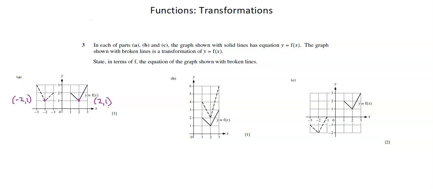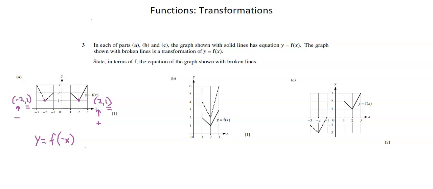What I observe is the y values are the same. The x value sign has changed. So I want to get the same output, the same y value for the opposite x. Thus, y equals f of negative x.